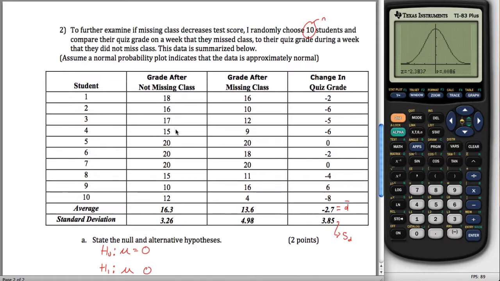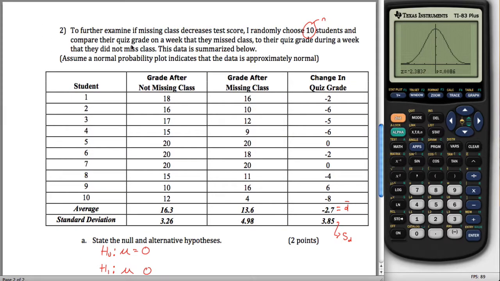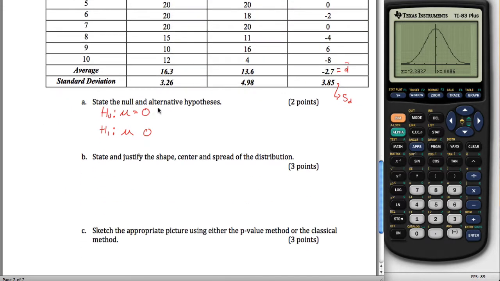In my alternative hypothesis, I'll have to read the problem. In the problem here, it says that it decreases. Somewhere we'll see the word decreases. There it is, decreases. Because that says decreases, I put a less than sign here, and I have a left-tailed test.